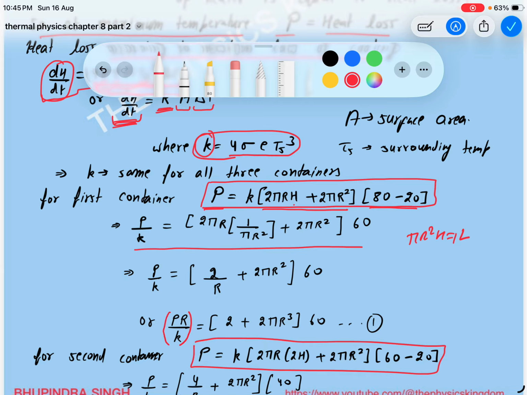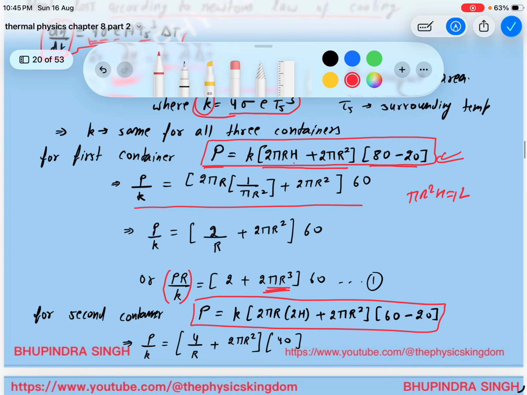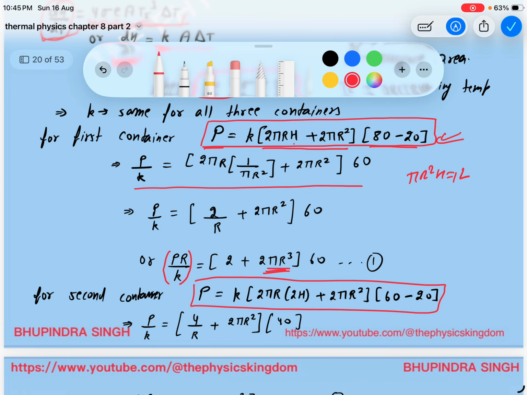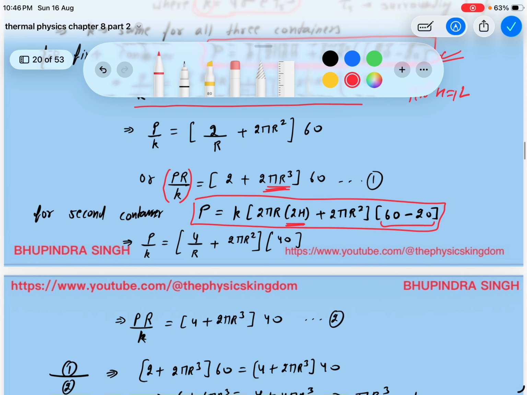One is pr upon k and the other is pi r cube, right? So in this way I am rearranging this equation. Similarly, the second time, when I am doing it for the second container, the only difference is that the height is different, 2h. Everything else is the same. Temperature difference is also different. So again I am rearranging this equation. Again the first term is pr by k, the other term is pi r cube.